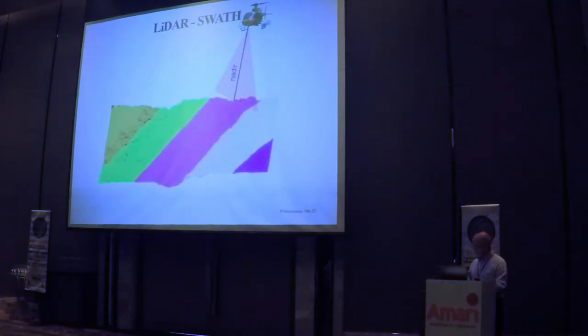So when you acquire data, these are what we call the swaths, or the width of the run of the LiDAR. We put all those together and then have a homogeneous data set for the area that we want to survey with LiDAR. That's how it works. And that's a swath.